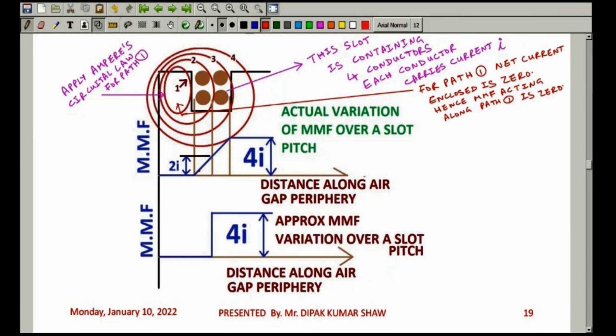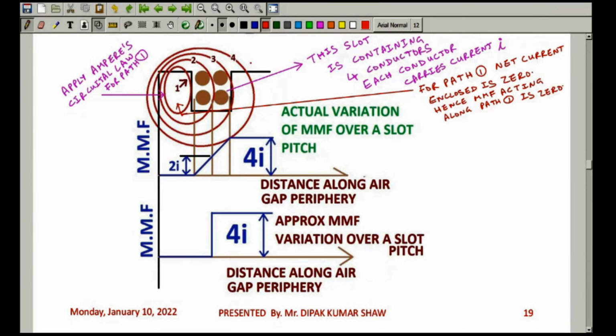Now in path number 2, what is the net current enclosed? If I again apply the same approach, you can see in path number 2 the M.M.F acting along will be 2I because the current enclosed is 2I, and likewise in path number 3 it will be 4I, but in path number 4 also it is 4I. So what do you see? No variation of M.M.F over the tooth portion. So this is your tooth portion.